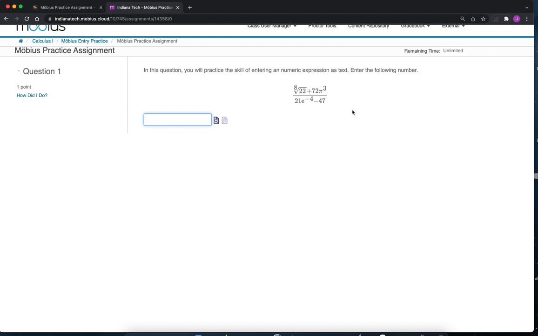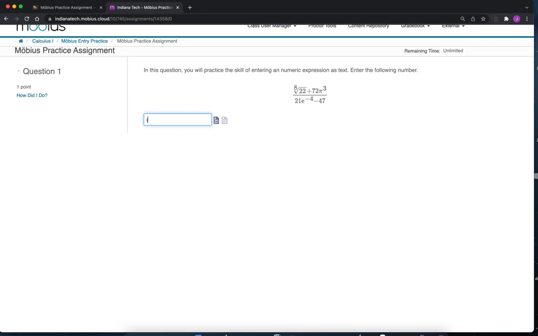So notice we have a fairly complicated fraction, right? And I'm not going to try to manipulate the fraction. I'm just going to enter it the way I see it. And since this fraction has multiple terms in the numerator and in the denominator, I'm going to have at least two pairs of parentheses, one for the top, one for the bottom. So let's open the parentheses for the top.